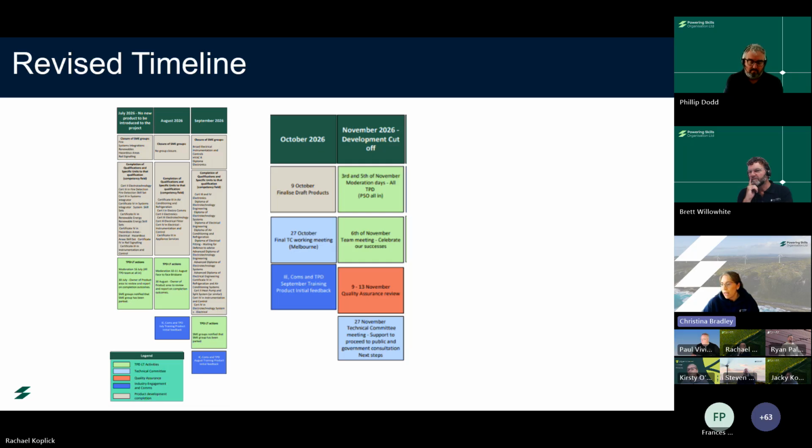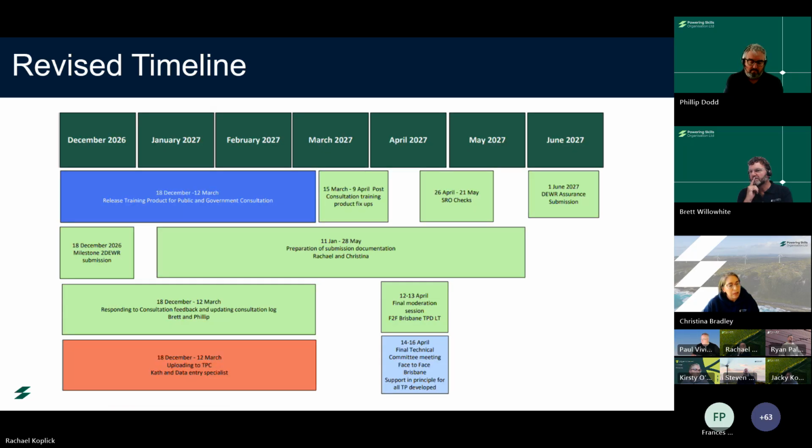So if we go to the next slide, in December, all going to plan. So this is clearly subject to change as always, but this is our plan and we hope to be able to achieve this. We will release all training products for the UEE on the 18th of September and commence our official government and public consultation period.